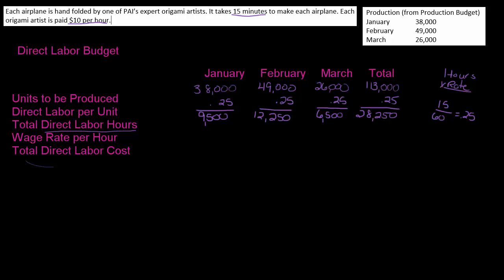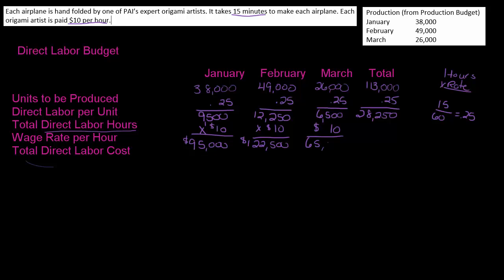So now we're going to multiply that by the wage rate. So our wage rate is $10 per hour. So that means total cost for January is $95,000. Multiply February by $10 per hour, and we get a total cost of $122,500. See, I told you this budget wasn't bad. Right, this is one of the easier ones.